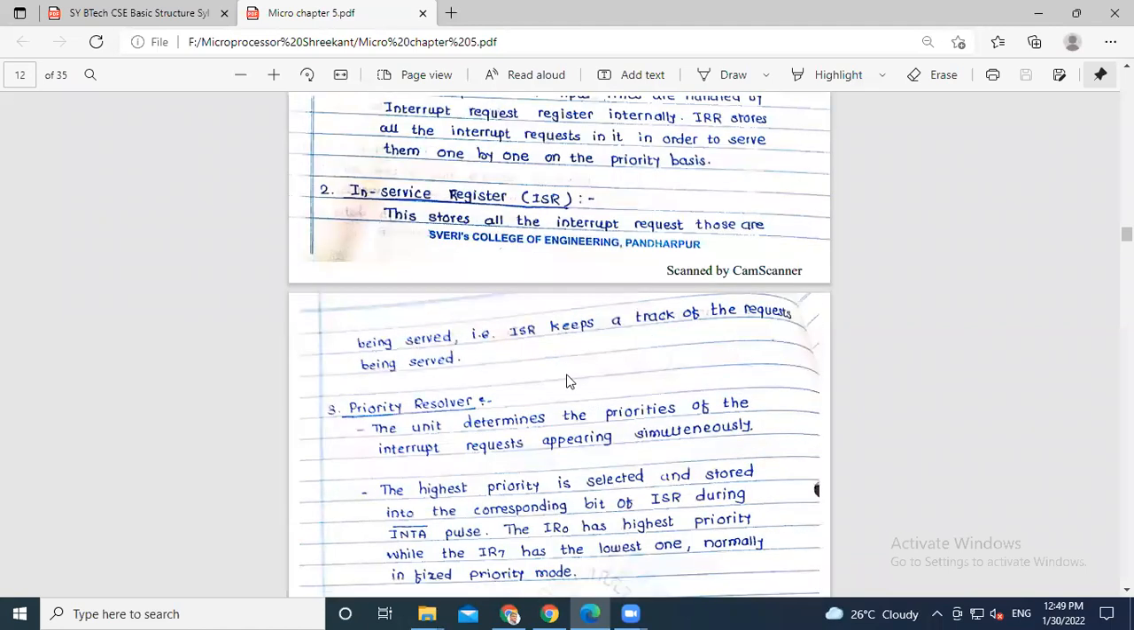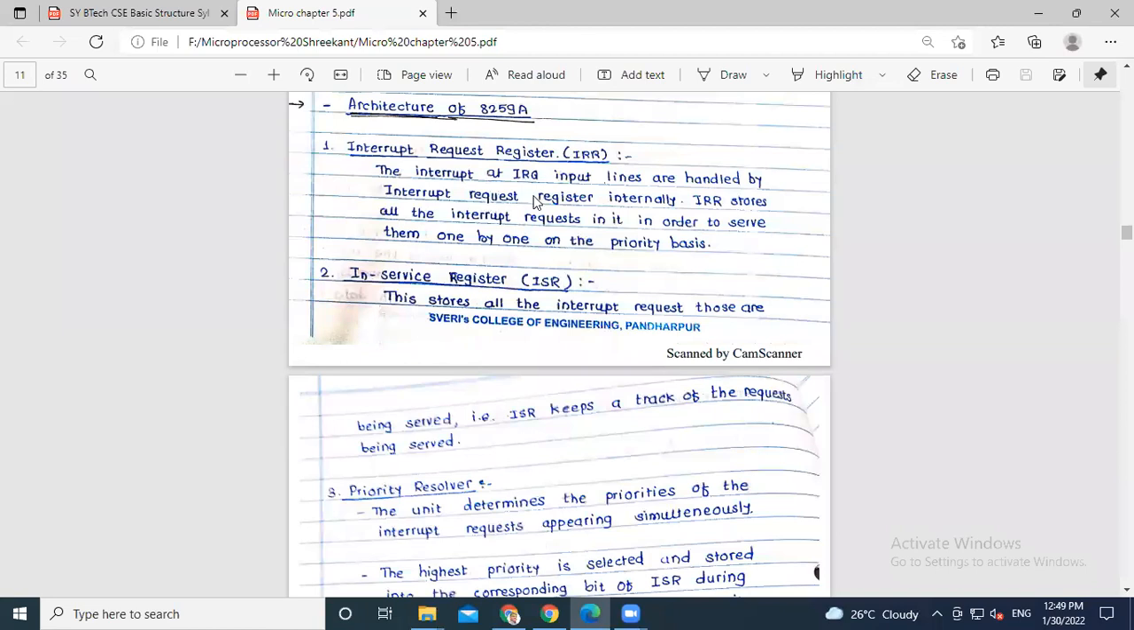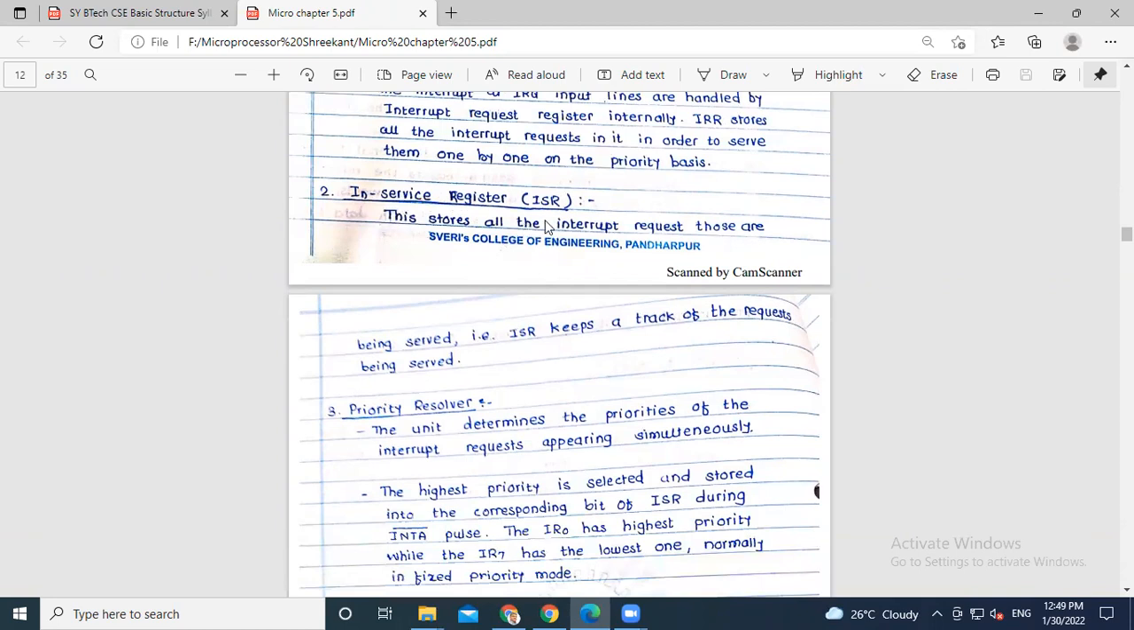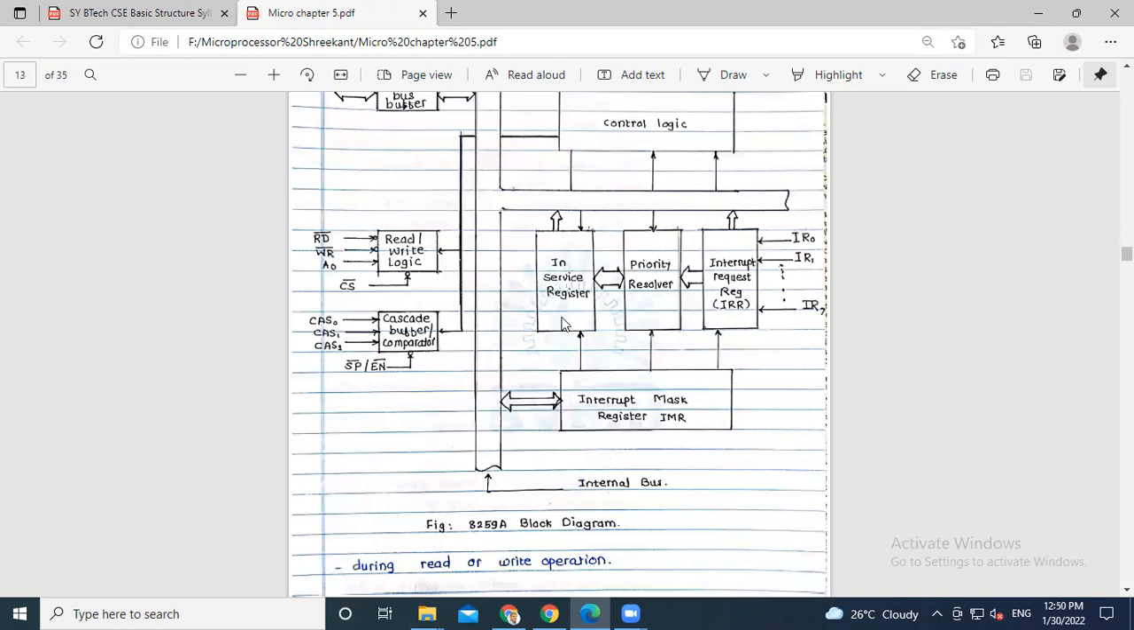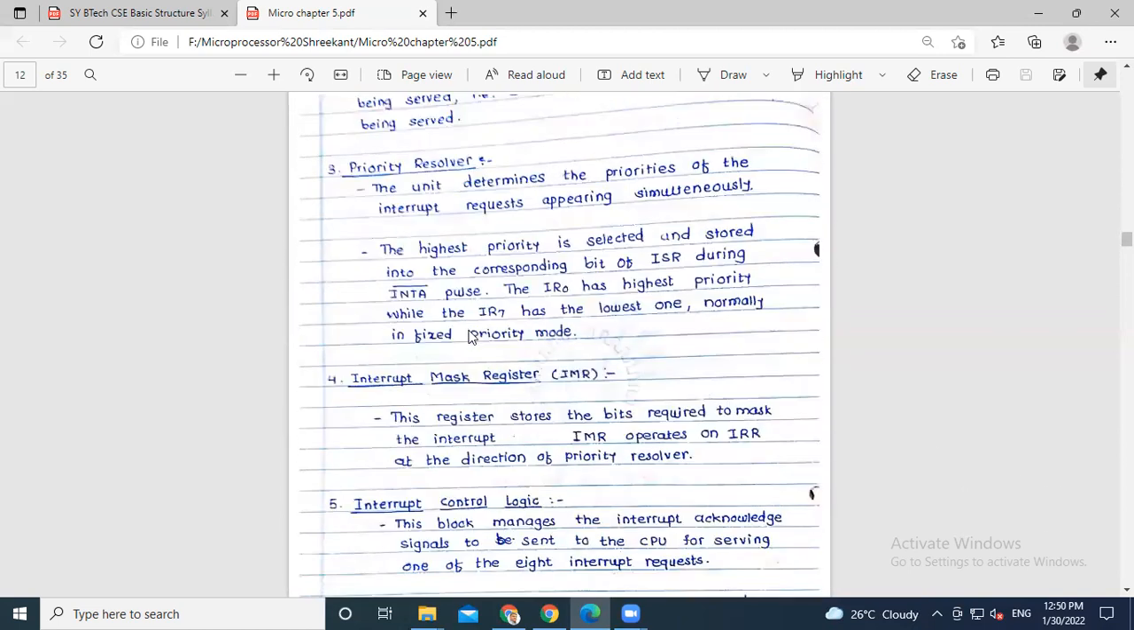Here, this interrupt request register block I am going to explain first. The interrupt request input lines are handled by the interrupt request register internally. The interrupt request register stores all the interrupt requests in order to serve them one by one on a priority basis. Next one is the in service register, or ISR. It stores all the interrupt requests that are being served, that is, it keeps track of the requests being served. The priority resolver determines the priorities of the interrupt requests appearing simultaneously.